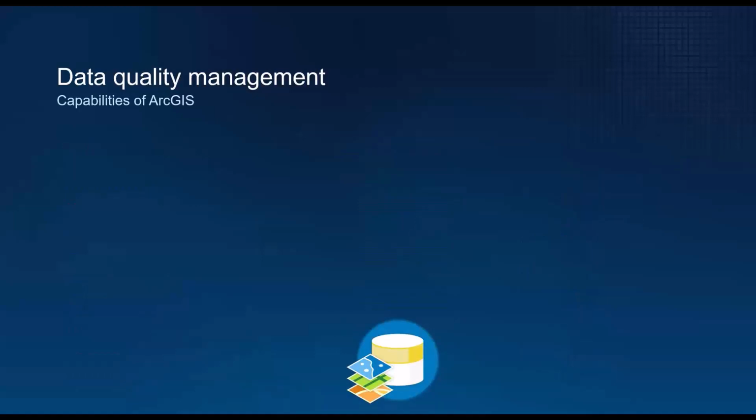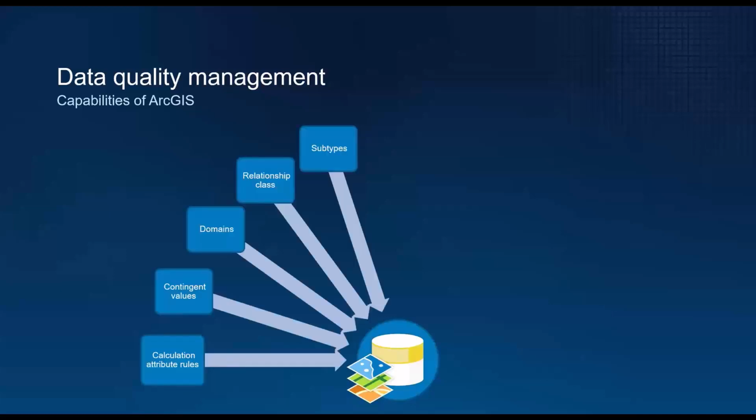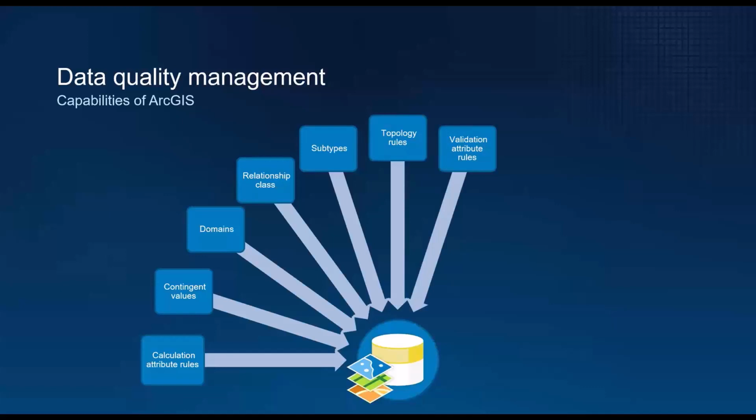ArcGIS already has a whole host of capabilities in it that help you create and manage good quality data. There are a whole series of capabilities that help you increase data integrity in feature attribution. For example, being able to prevent attribute values in a feature that aren't within a defined range or list of valid values. There are quality control capabilities that detect errors in spatial relationships between features using things like topology rules, and validation attribute rules can be created to validate features as well.